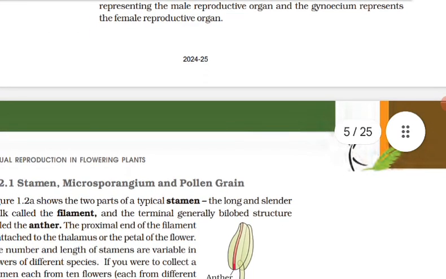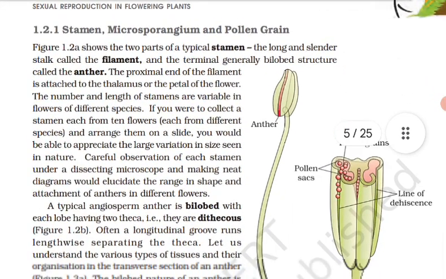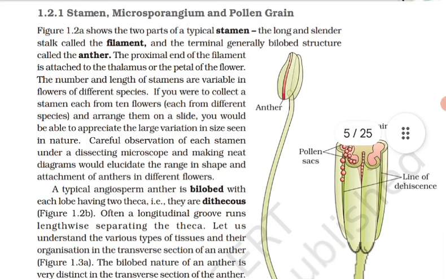We are going to read stamen, that is microsporangium and pollen grain. The figure shows the 2 parts of a typical stamen: the long and slender stalk called the filament, and the terminal generally bilobed structure called the anther.